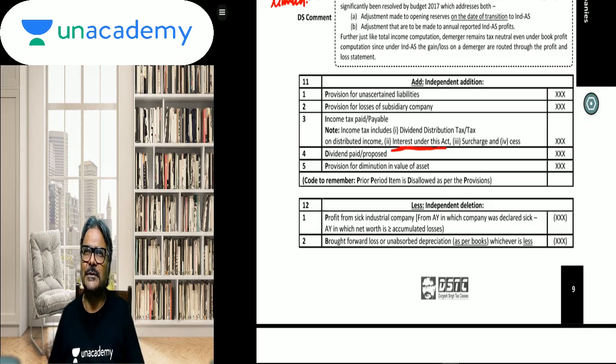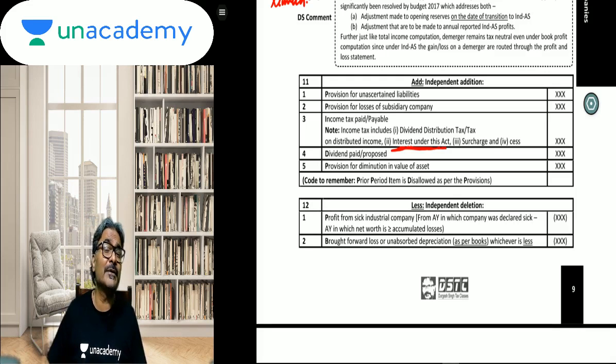Now see the next one, students. Income tax paid or payable. Please have a look. Read this point number 3 very carefully. So can you just have a look here? Income tax includes, so they have included further in that the DDT. Interest under this Act. Now, interest under this Act, students, can be of anything.